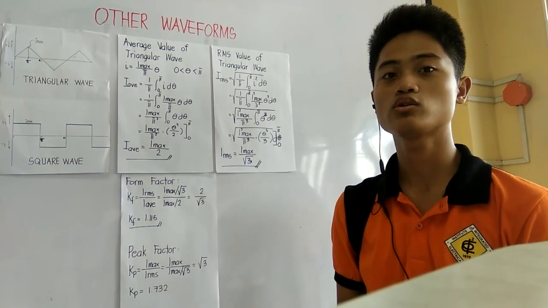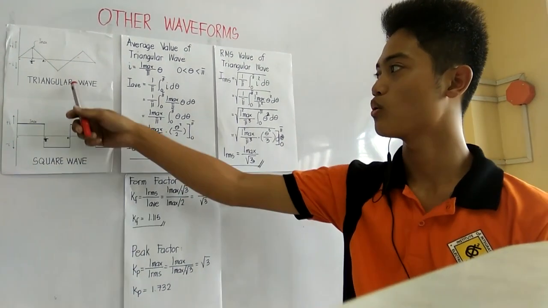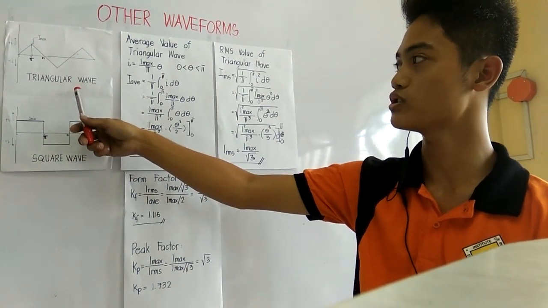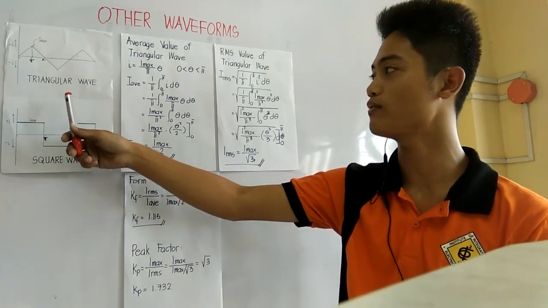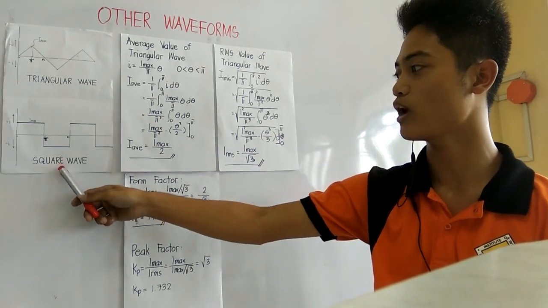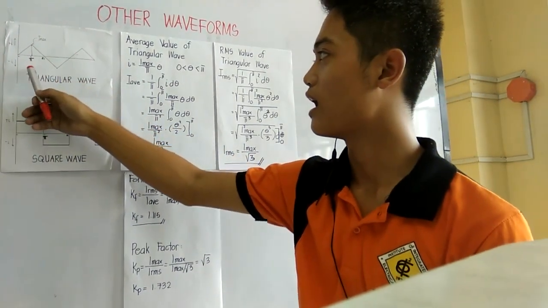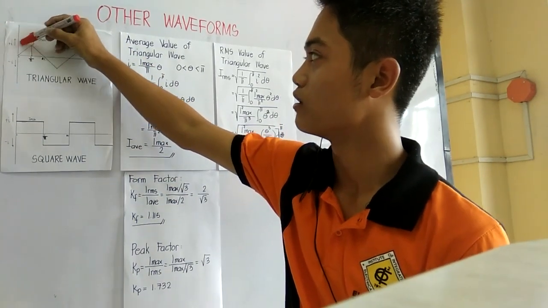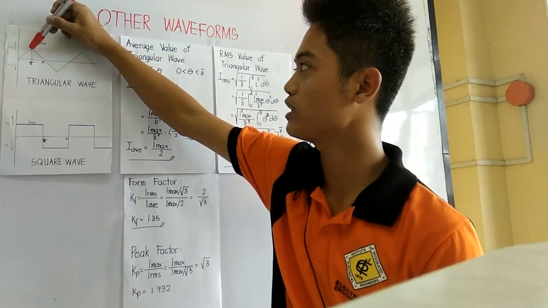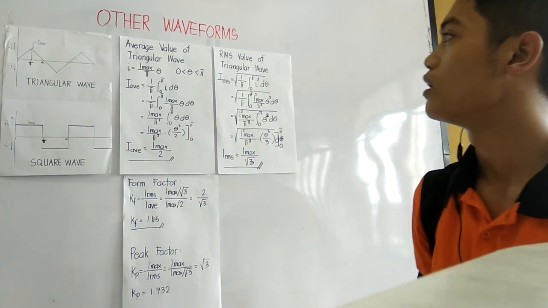So now let's go to the other waveforms and their characteristics and values. Here we have two periodic functions that are not sinusoidal wave in form. First is the triangular wave and the second is the square wave. Here in the triangular wave, unlike sinusoidal, whose cycle is smooth, it has a pointy maximum value and pointy minimum value.